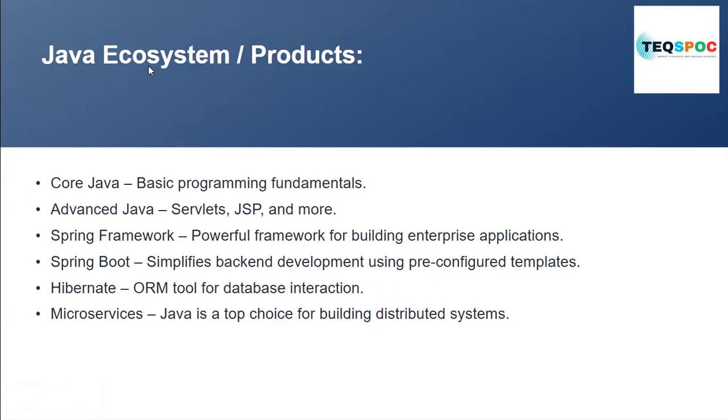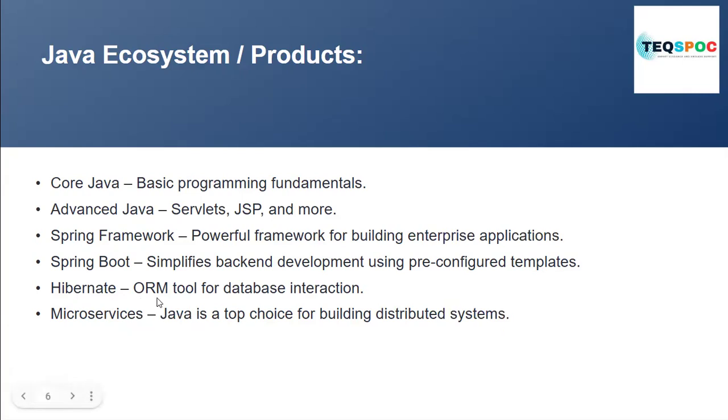Now, under the Java ecosystem and products, you will see there is core Java, that is basic programming fundamentals. Then advanced Java, you will see Servlet, JSP, and more, where Servlet is basically used for backend business logic. With JSP, we integrate the backend with the front end. Then we use Spring Framework, a powerful framework for building enterprise applications, which we will cover in this training. Then Spring Boot simplifies backend development using pre-configured templates, which we will also cover.